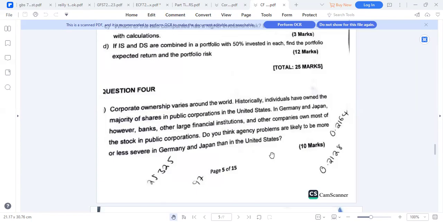So now the question comes: corporate ownership varies around the world. Historically, individuals have owned the majority of shares in public corporations in the US, in Germany, and Japan. However, banks, other large financial institutions, and other companies now own most of the stock in public corporations. Do you think agency problems are likely to be more or less severe in Germany and Japan than in the United States? So can we actualize from what I've just explained?